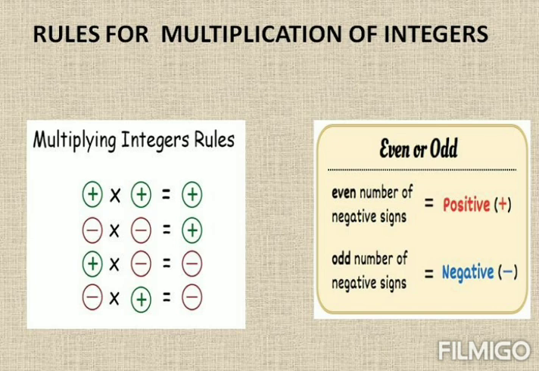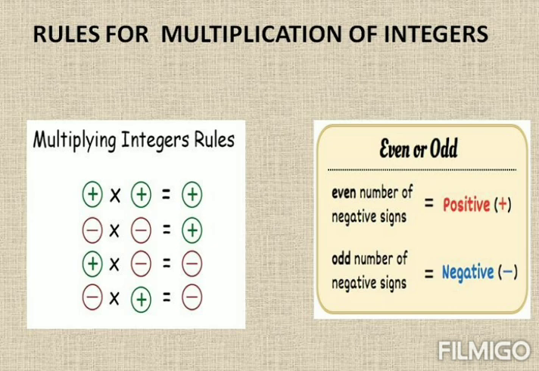Children, in the previous session, we have learnt about the rules of multiplication of integers. What are the rules we have derived? Here, I am going to recall them now. Listen carefully. Multiplying integers, rules. When we multiply two positive integers, their product is also a positive integer. When we multiply two negative integers, their product is also a positive integer. When we multiply a positive integer and a negative integer, their product will be a negative integer.